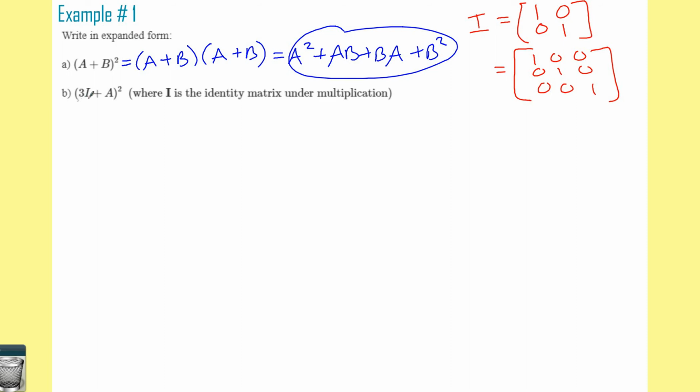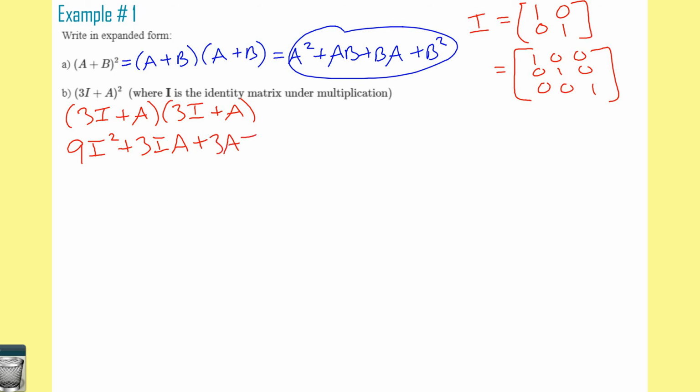Okay? So let's FOIL this out. So we get (3I + A) times (3I + A). So we get 9I squared plus 3IA plus 3AI plus A squared. So the identity matrix, when you multiply it by itself or anything, it's the other item. So I squared, the identity matrix times the identity matrix, is just the identity matrix. Like 1 times 1 is 1.